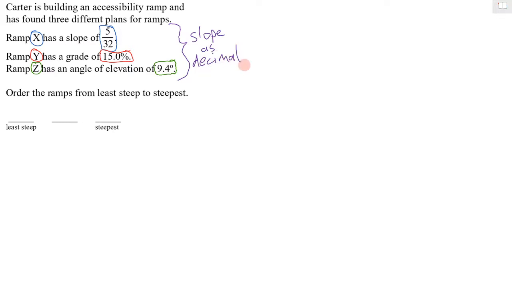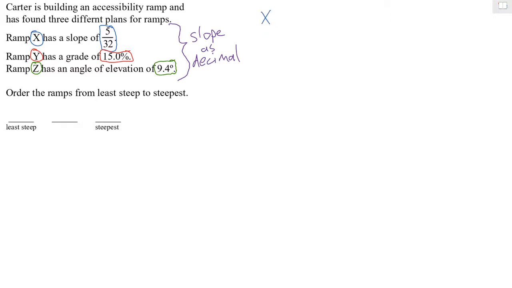Now, the slope as a decimal is going to be really simple for these two. We aren't even going to need a formula, and it's going to turn out to be just one step here. And as soon as we've got all three of these slopes as decimals, then we can just compare them from least to greatest. So let's start with the fraction.